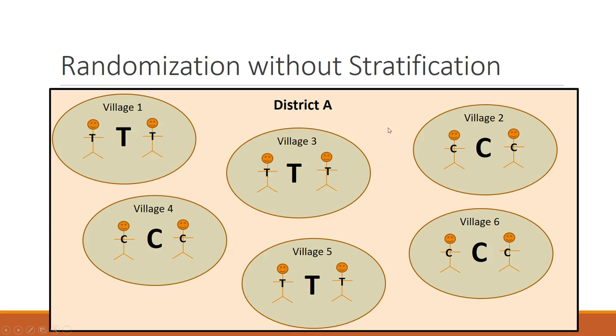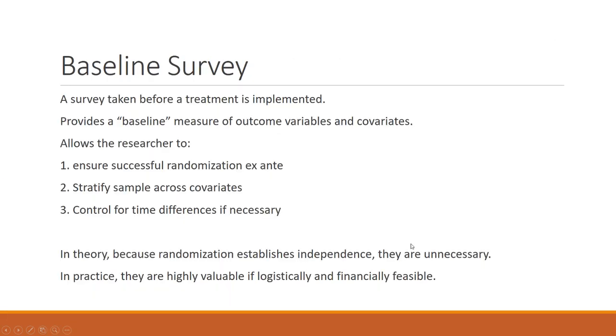And then villages 2, 4, and 6 were randomly assigned to the control group. That means all the farmers in the control villages receive the control. So now what we end up doing is comparing the treatment villages to the control villages to observe our treatment effect. So it's village level randomization.